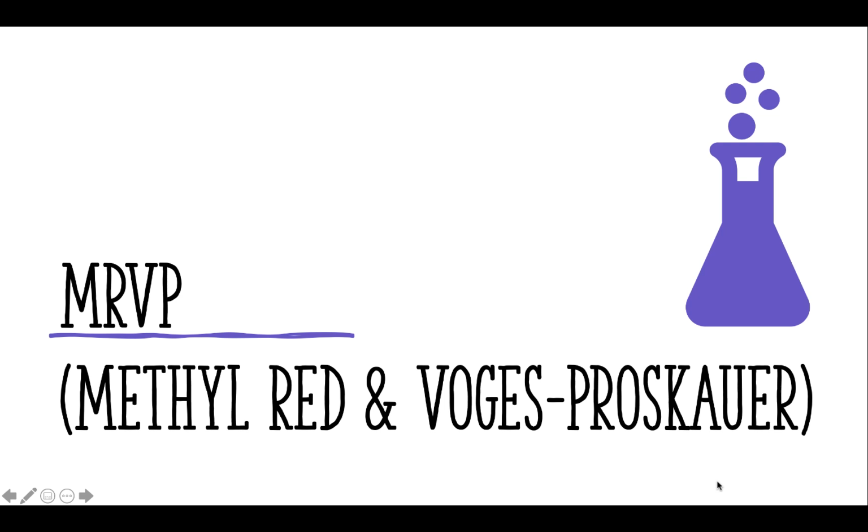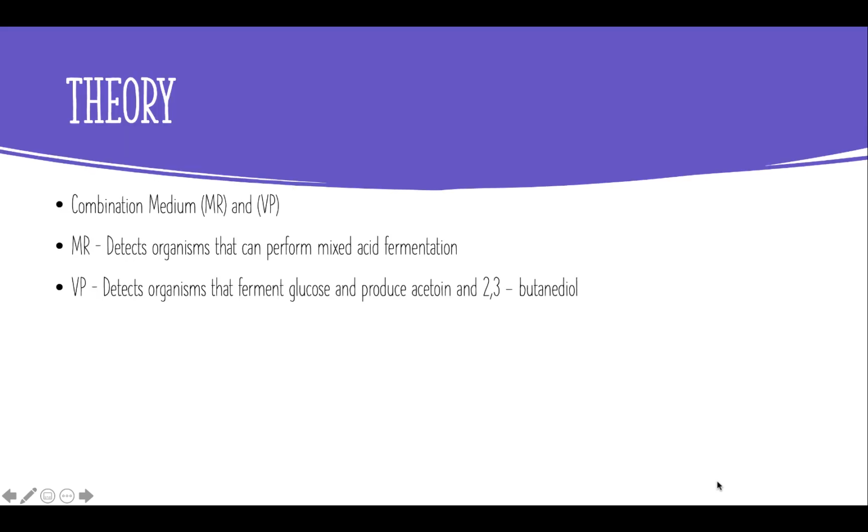Our next test on the list is the MRVP. This is methyl red and Voges-Proskauer. MRVP is a combination broth, meaning that it is used for two different tests. It's used for the MR, which is methyl red, and the VP, which is the Voges-Proskauer test. The MR test is detecting if the organism can perform mixed acid fermentation, and the VP detects whether or not the organism ferments glucose and produces acetoin and 2,3-butanediol.